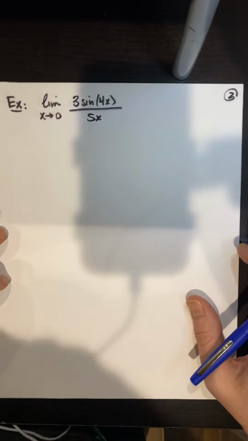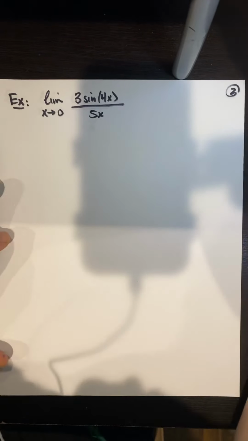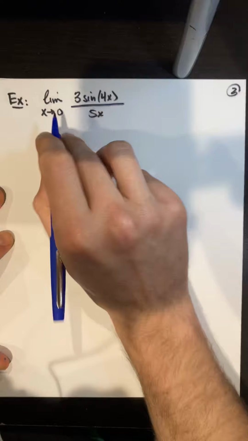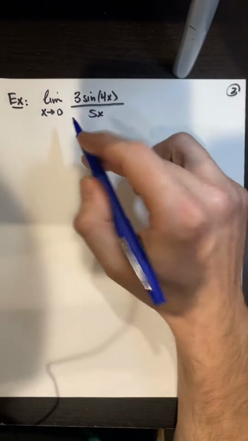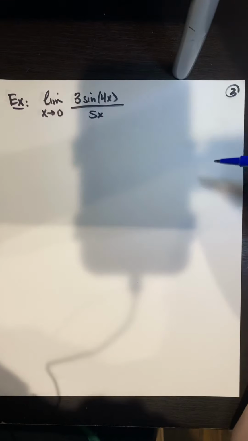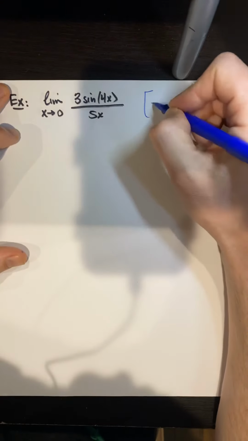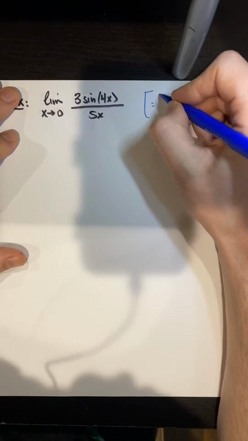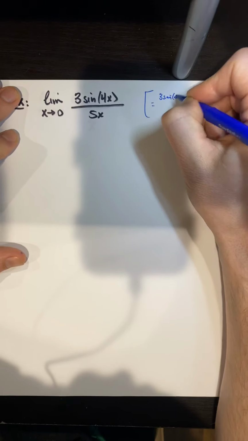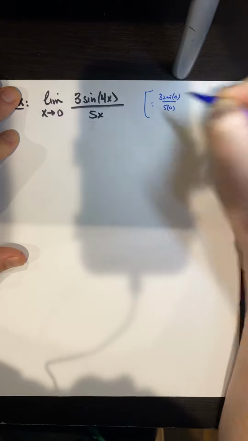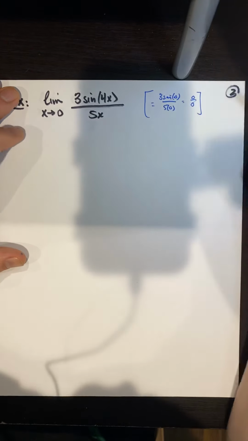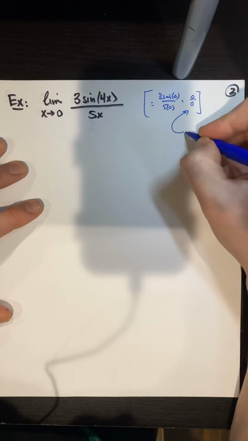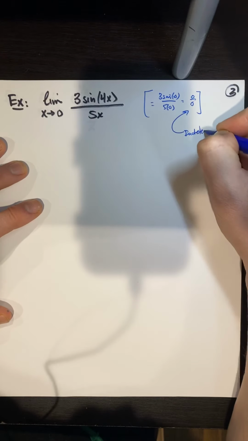So here, faced with any limit, L'Hopital's rule says if you plug in the value which I'm approaching, so if we plug in the value 0, we're assuming that the function is continuous there, but it doesn't really have to be. So if you plug it in, I'm clearly going to get 3 times sine of 0 up top, and on the bottom I'll get 5 times 0. So sine of 0 is 0, so I get 0 over 0. So this is what's known as an indeterminate form.